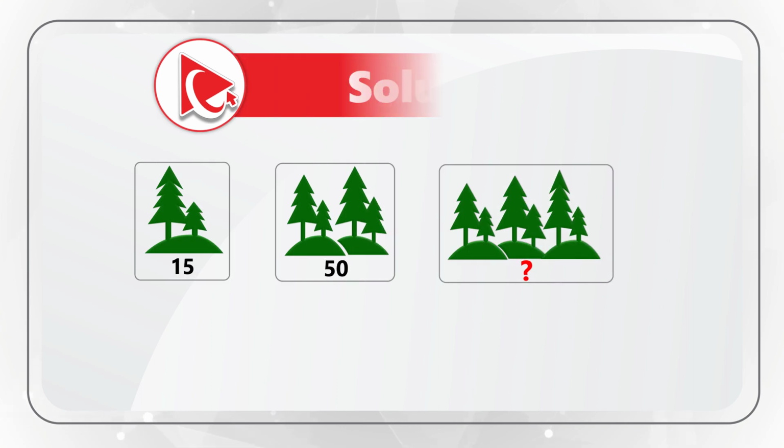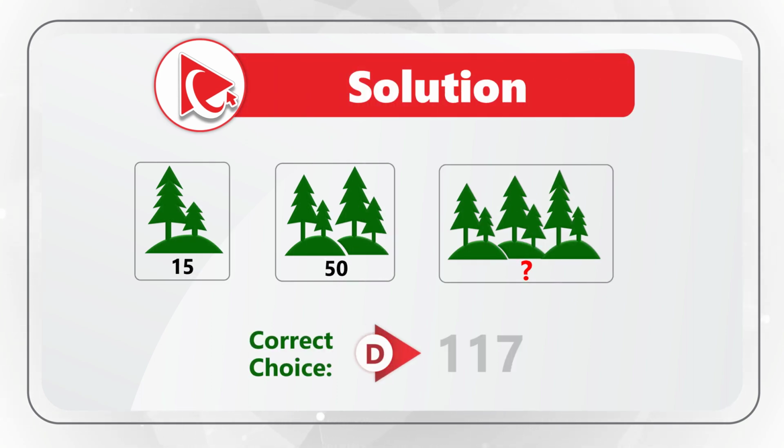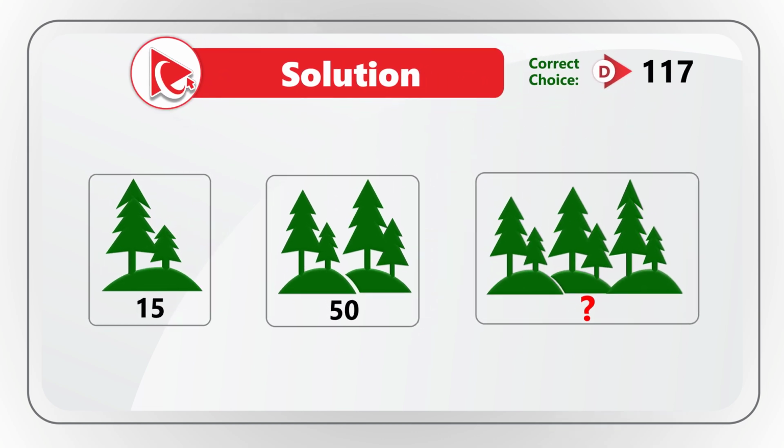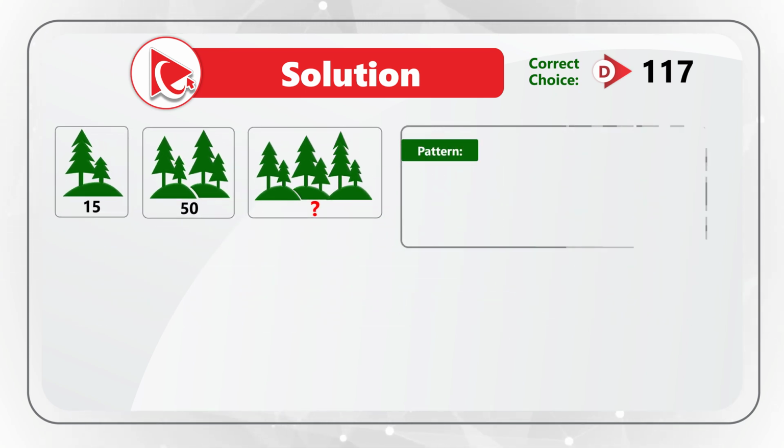As you might have calculated, the correct answer here is choice D, 117. Let's take a close look why. If you take a close look at the images, you will see that each image contains trees, each tree contains a certain number of branches, and trees are placed on the berms. The pattern is calculated as the number of trees multiplied by the number of branches on the trees, and you incrementally add the number of berms to calculate the number at the bottom.